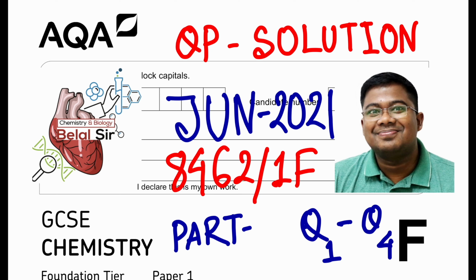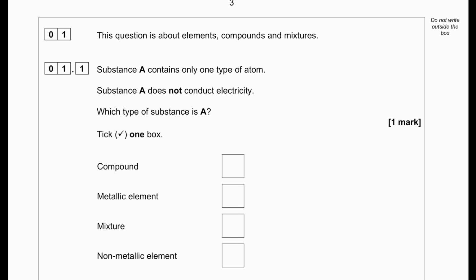Hello everyone, today we'll be solving AQA GCSE Chemistry, June 2021. In this particular video, we are going to solve part 1 from question number 1 to question number 4. This question is about elements, compounds and mixtures.